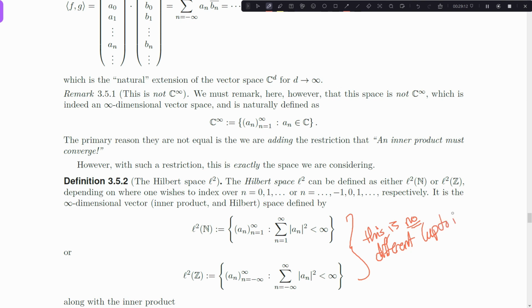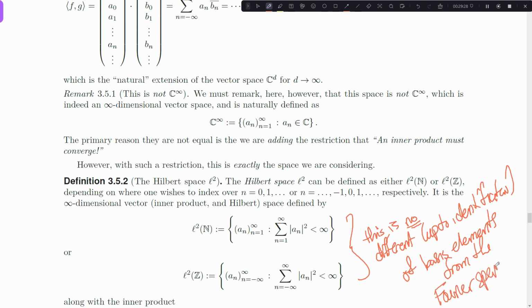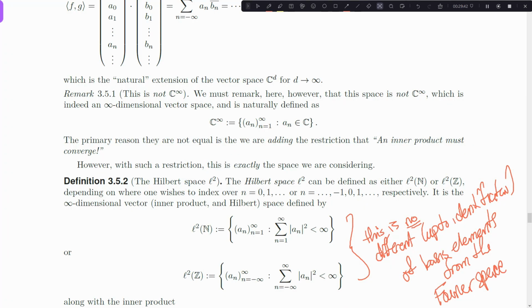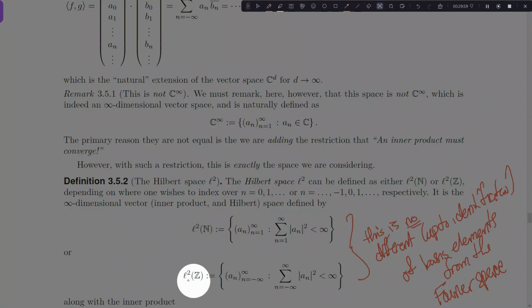up to identification of basis elements from the Fourier space. Right, so the Fourier space is really just this L2 of Z, where I'm letting myself index my complex sequence from minus infinity to plus infinity. It's this L2 of Z, but we identify it with the basis E sub n, or the basis e^(i n 2π/(θ1 − θ0) θ), right? This is your most generic setting of the Fourier series.